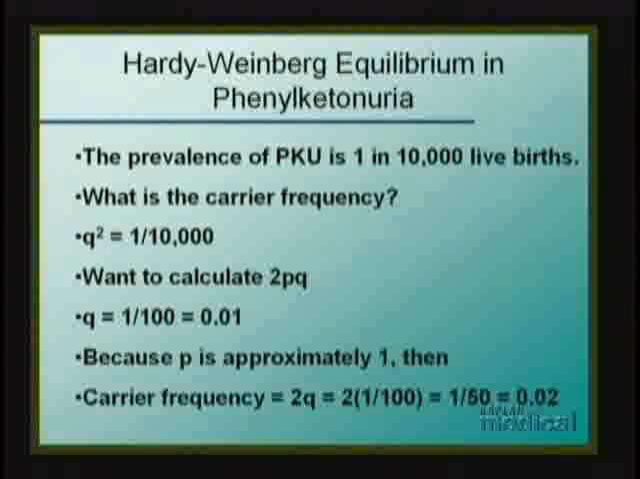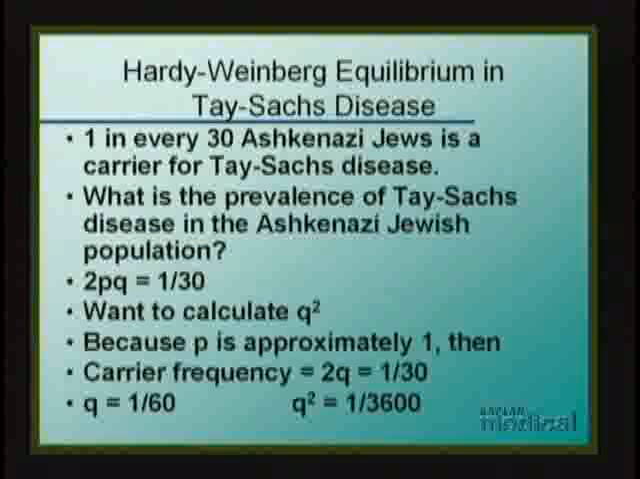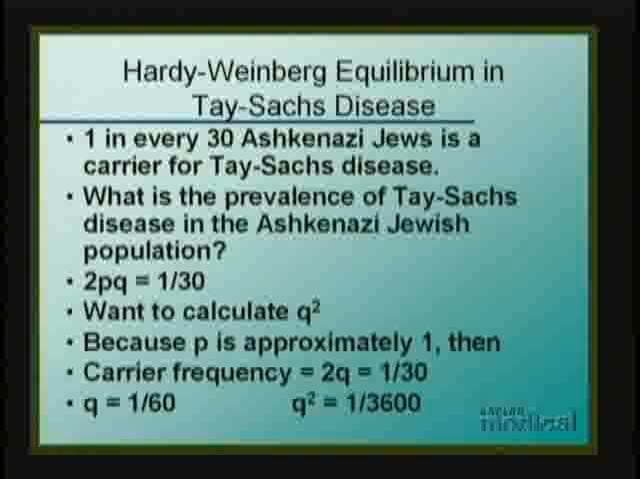Some test questions might ask the opposite of that. That is, they may give you the carrier frequency and ask you to calculate the prevalence. And that is the case with this next example involving Tay-Sachs disease. At the top of this screen is the information that they may give you on the exam in the question. For example, they may tell you in a test question that 1 in every 30 Ashkenazi Jews is a carrier for Tay-Sachs disease. And then the test question would be, what is the prevalence of Tay-Sachs disease in the Ashkenazi Jewish population?